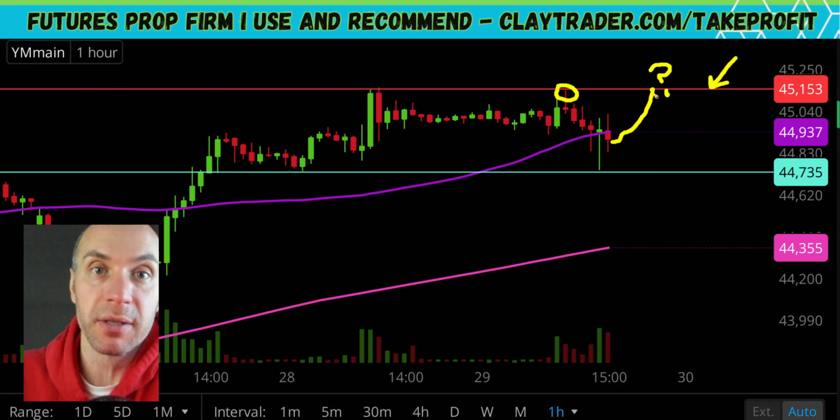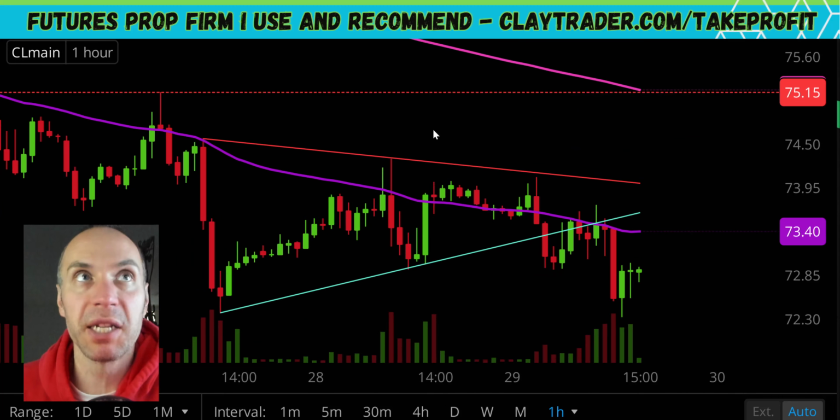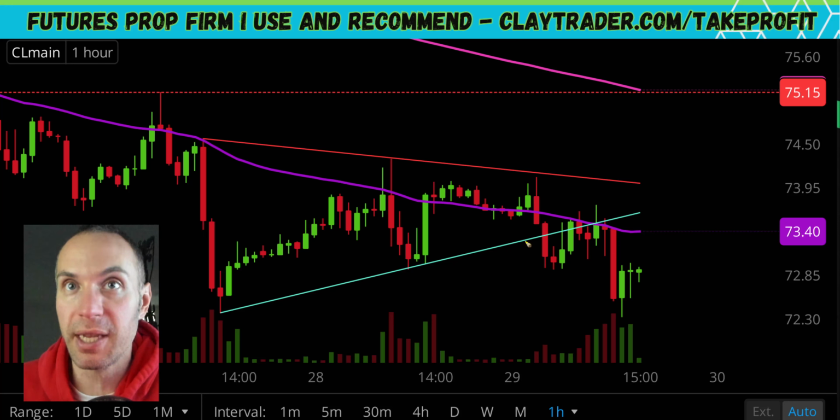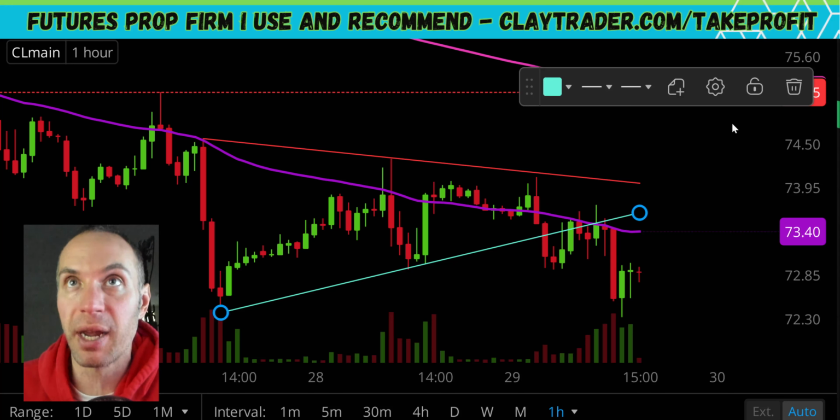We'll see what happens. Now we're going to move away from the indices and hop into some commodities, specifically oil, crude oil, CL. We had this big old wedge that had formed, and you can see in the previous session here, price broke above it and tried to get up through there, but the purple line, that 50-period moving average, smacked it back down, and that's where the true bearish move happened. So we got a pretty clean-cut break of that downward channel.